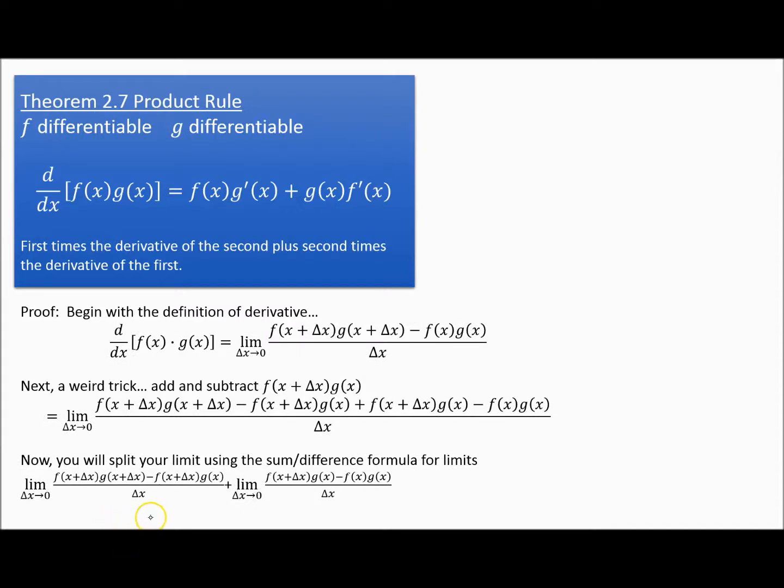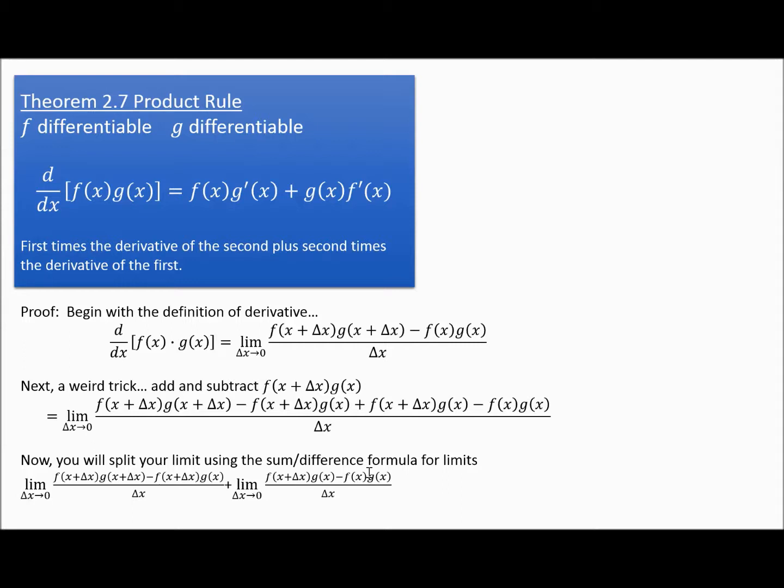All right, so what I did is split it up. I put the delta x underneath each of these two separate terms. So I have f of x plus delta x times g of x plus delta x minus f of x plus delta x g of x over delta x here. And then the same thing with these second two terms in the numerator over delta x here. Why am I allowed to do that? First, I split the fractions.